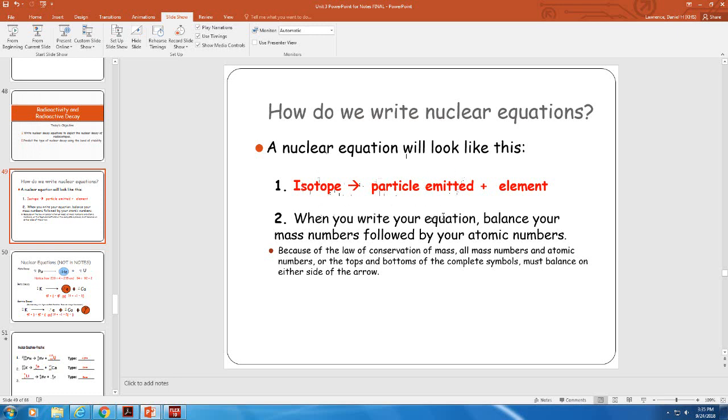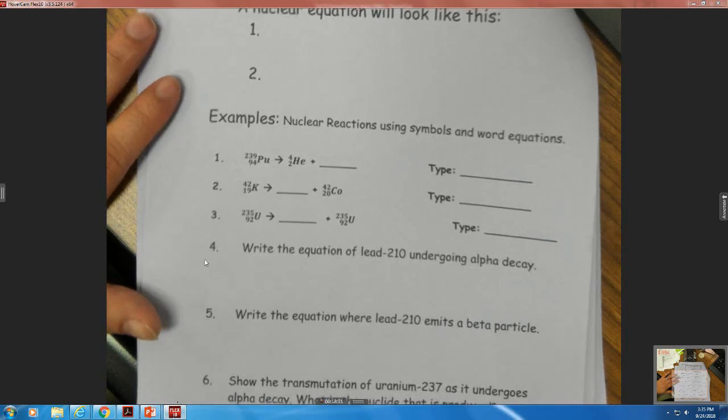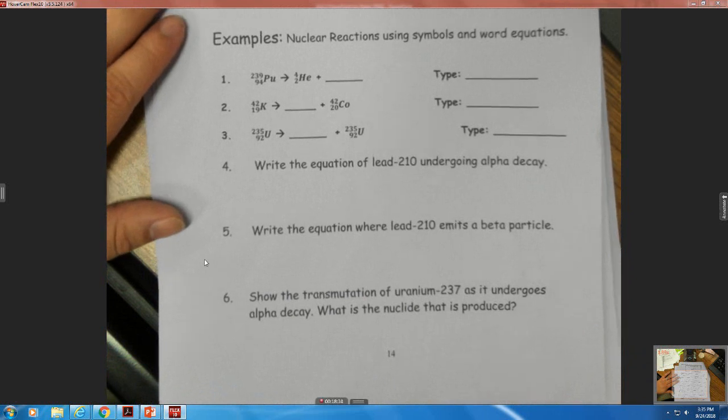But when you write your equation, always balance your mass numbers first. That's the numbers that are up at the top, followed by your atomic numbers, which are your numbers that are down at the bottom. Because of the law of conservation of mass, all of those numbers, the mass numbers and the atomic numbers, have to balance out on either side of the arrow. So you can think of the arrow like it's an equal sign in algebra. Okay, so let's go ahead and take a moment just to work through our examples on page 14.